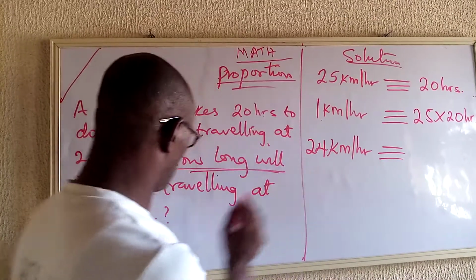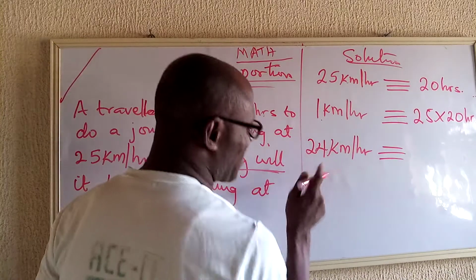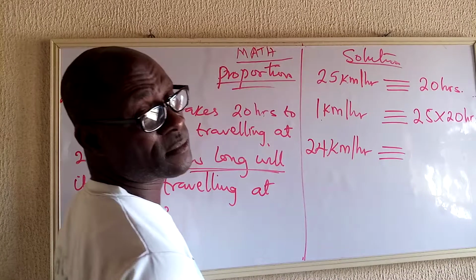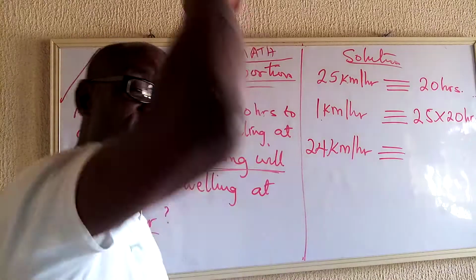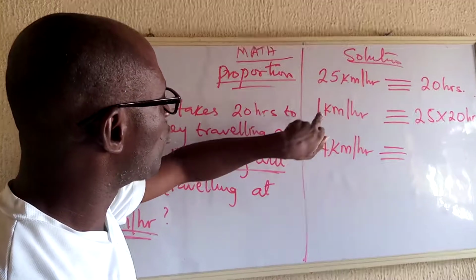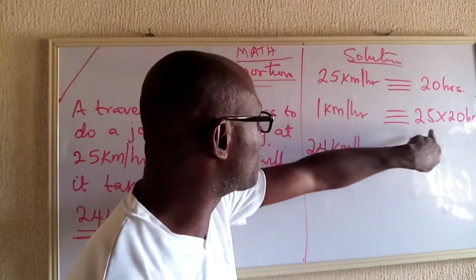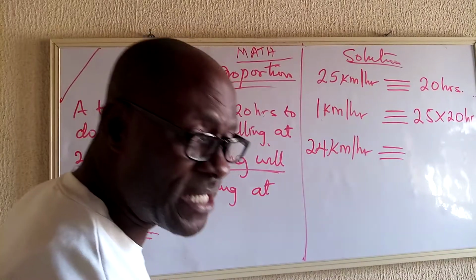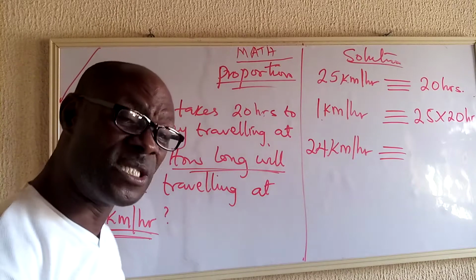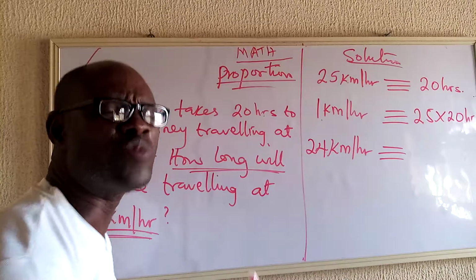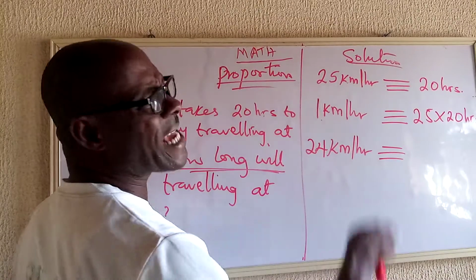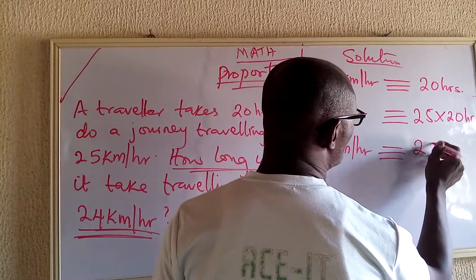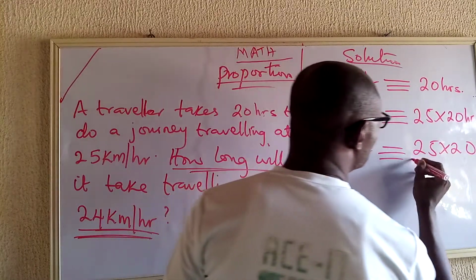Now, after 1 km per hour, you go now for 24 km per hour you have to find. You now ask yourself again, will 24 km per hour take more time than 1 km per hour or less time? Of course, it will take less time. Why? The higher the speed, the lower the time spent. So since 1 has increased to 24 km per hour, then the time for 1 km per hour will decrease. And decrease here means division. Please take note of that, division. Because whenever you divide a number, you are decreasing the value. But when you multiply a number, you are increasing the value. So since we know that 24 km per hour will take lesser time than 1 km per hour, that means the word less there means division. So I'm going to use division. It will now be 25 times 20, which we have here for 1 km per hour, divided by 24.